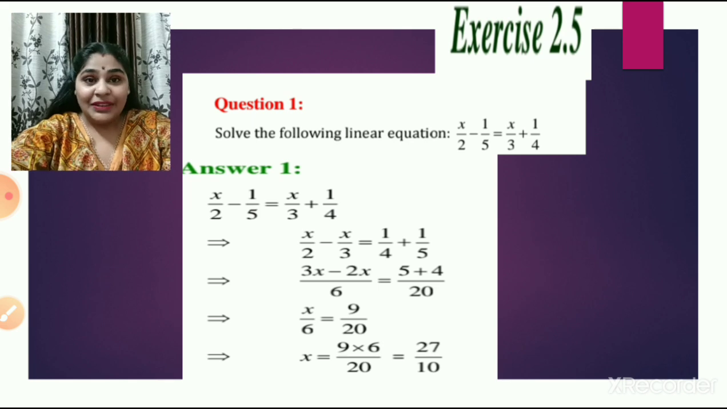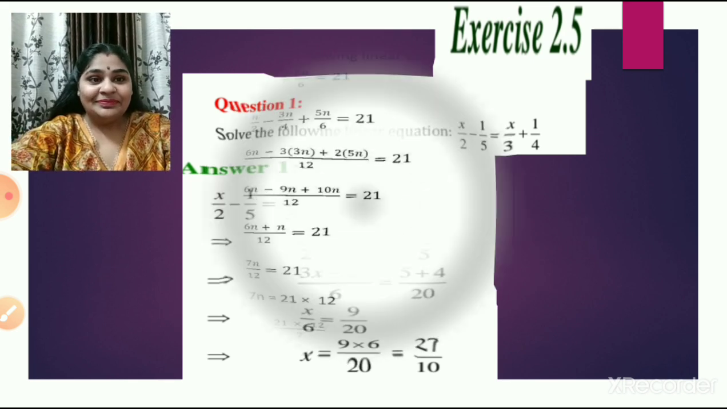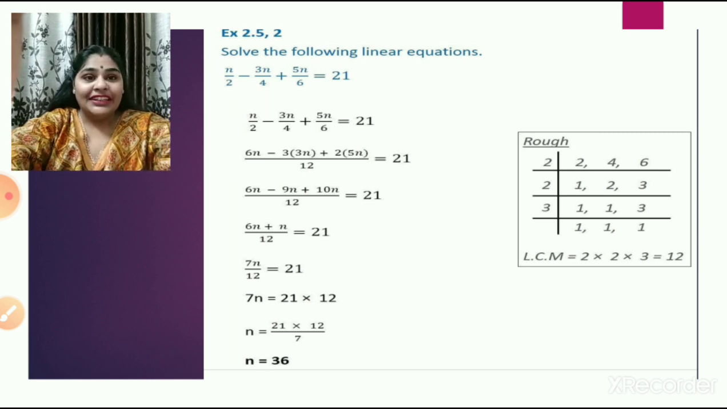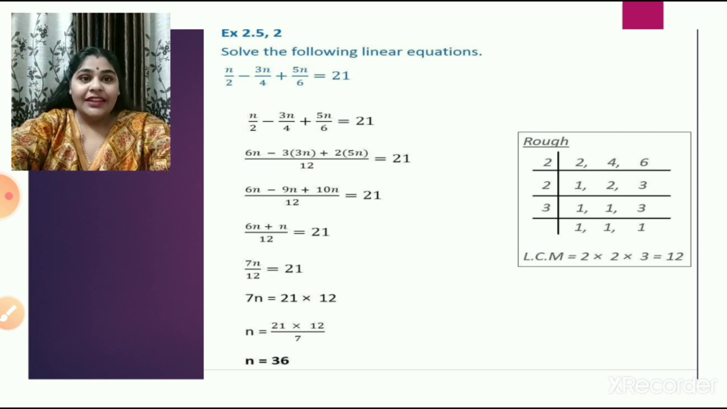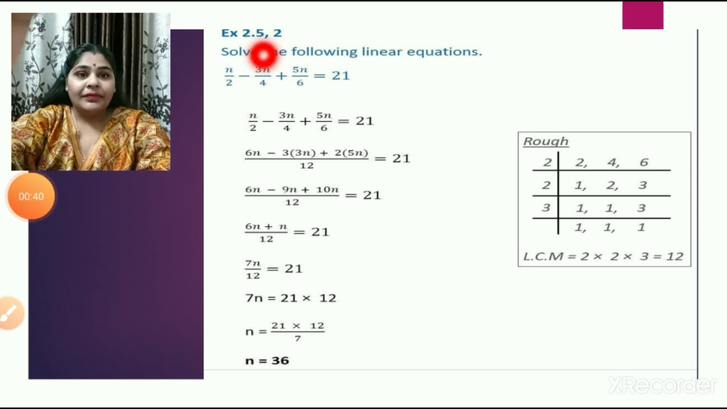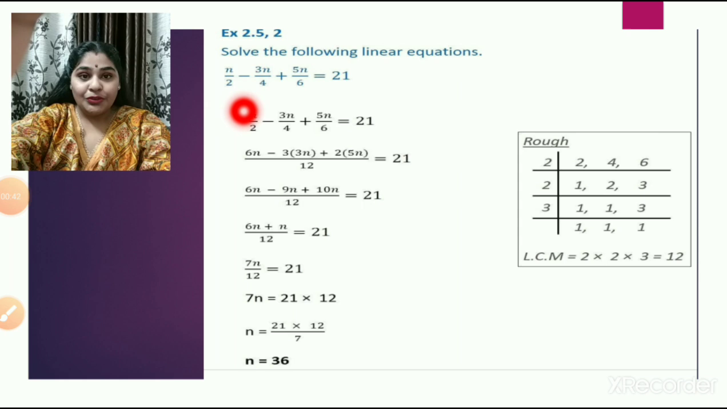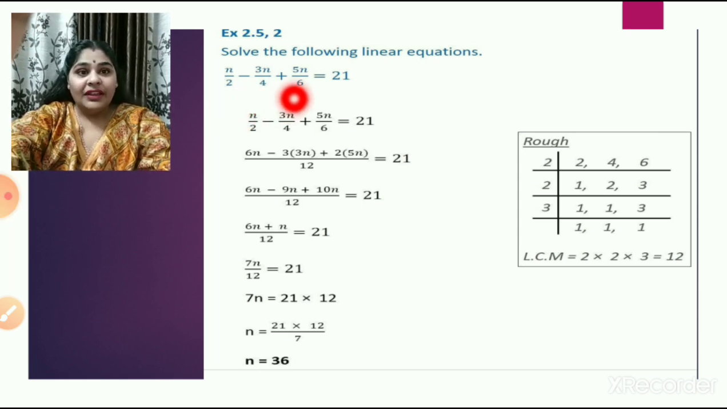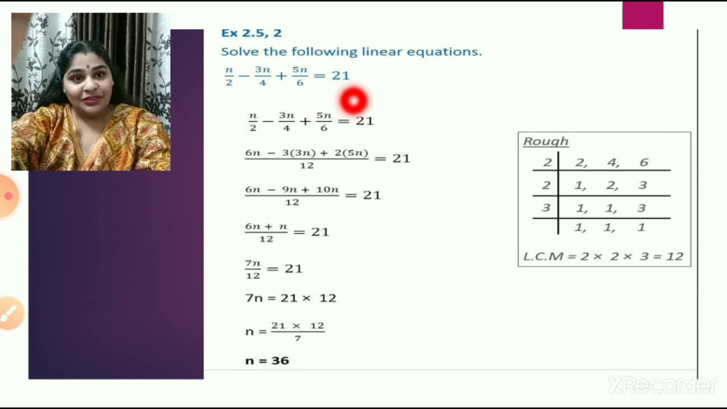So let us begin with our second one. This is the second one. Solve the following linear equation: n upon 2 minus 3n upon 4 plus 5n upon 6 is equal to 21.